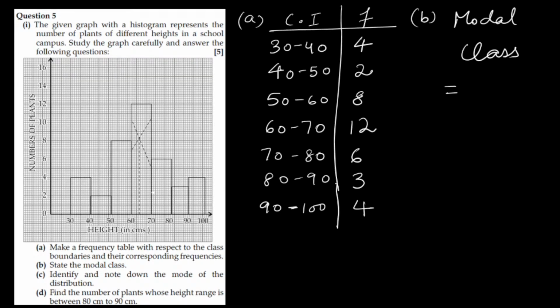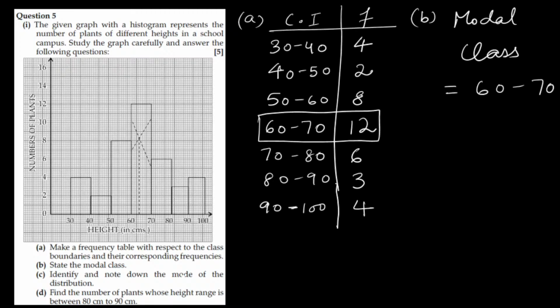So 60 to 70, where the bar is the highest. So the highest bar we are getting opposite to 60 to 70. So that is only the model class, 60 to 70. Along with that, you can see the bar, we have the highest frequency. So if you see from the table also, opposite to highest frequency, the class interval is 60 to 70. So that class is known as model class.